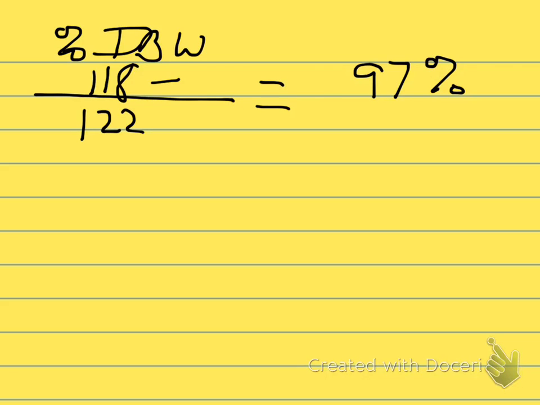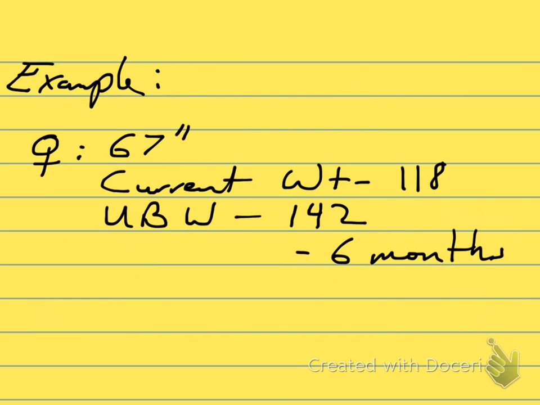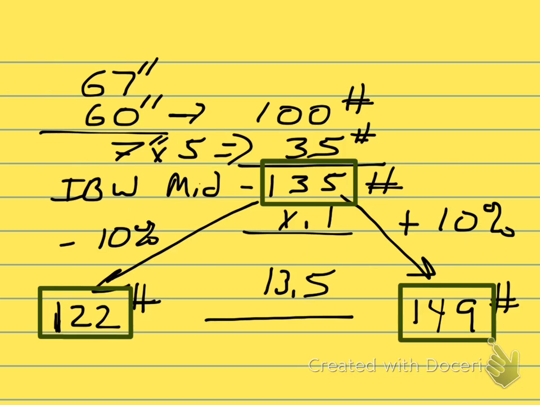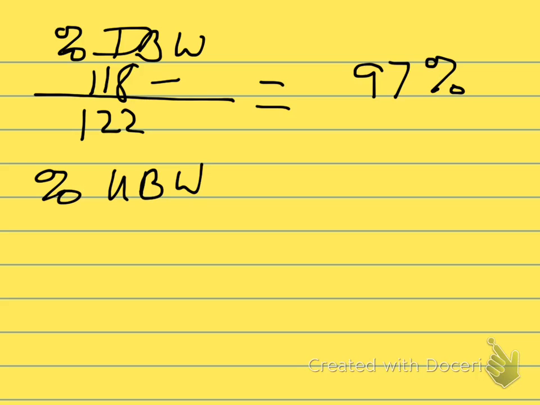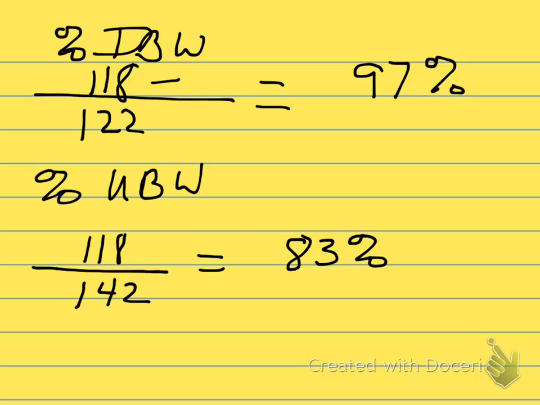Now, to determine her percent usual body weight, as a reminder, her usual body weight was 142 pounds. So if we take her current weight of 118 and divide that by the 142 pounds, which is her usual body weight, we're going to end up with 0.83 or 83%. Now, what do these numbers really mean?